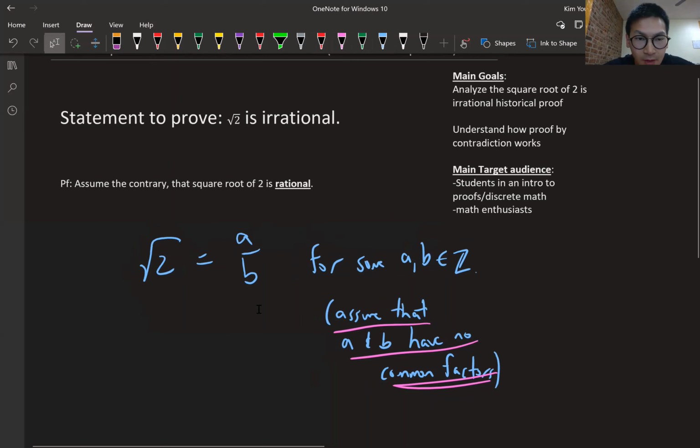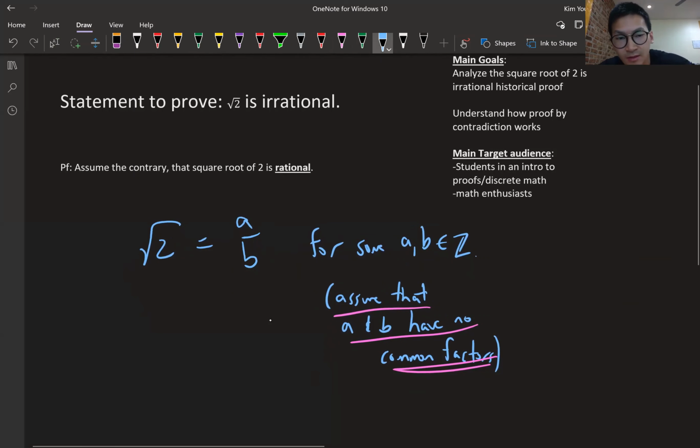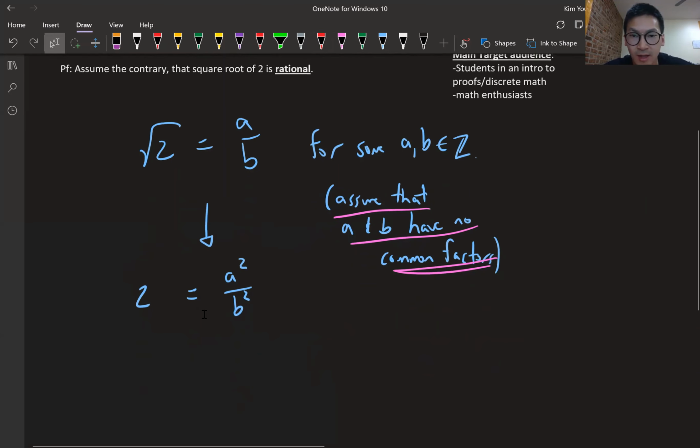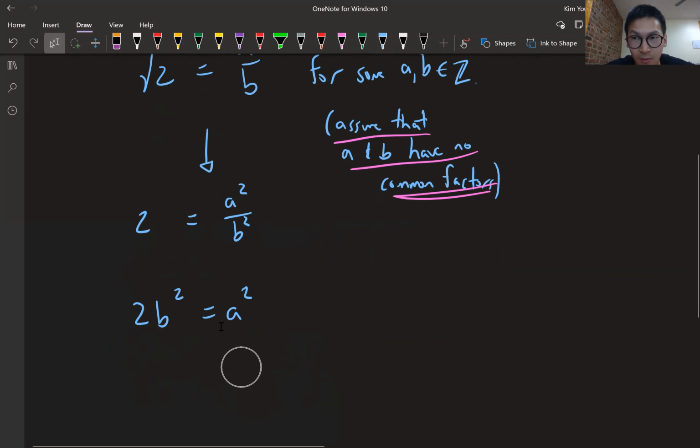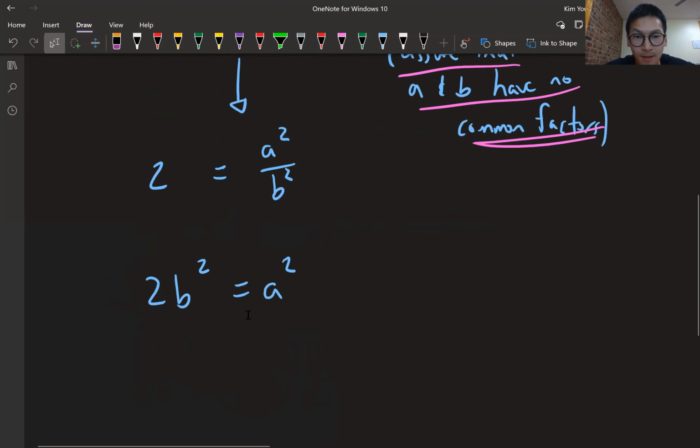So here square root of 2 is equal to a over b, and then this implies that when you square both sides, 2 is equal to a squared over b squared, right? Which implies that after multiplying both sides of this equation by b squared, 2b squared is equal to a squared. And then this equation can be interpreted in multiple ways. But if you look at this carefully, one way of interpreting this is that this number, a squared, is even, because it's saying that a squared is 2 times some other integer.